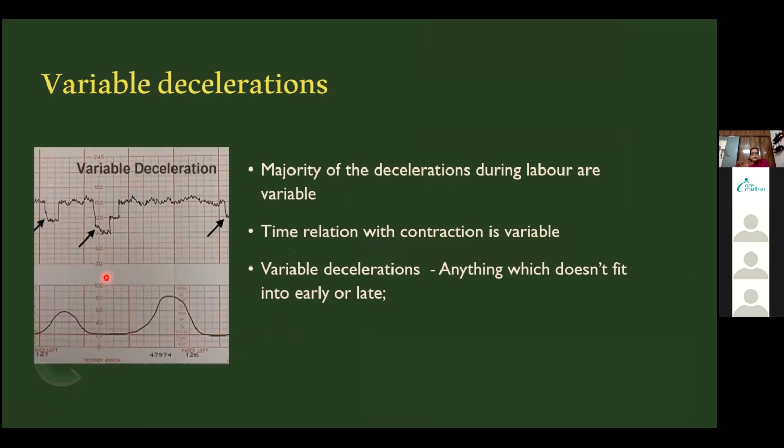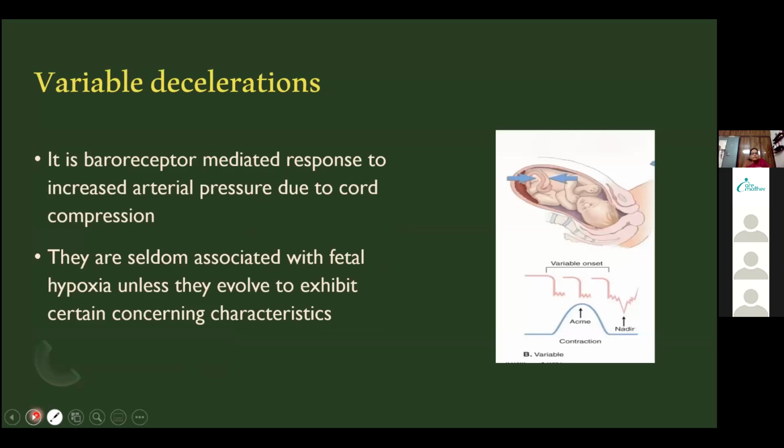So coming to variable deceleration, as I said, if the deceleration doesn't fit into early or late, then you put it as variable deceleration. The majority of the decelerations that you observe during labor are variable decelerations. The time correlation with the contraction is variable. Should we worry about variable deceleration?